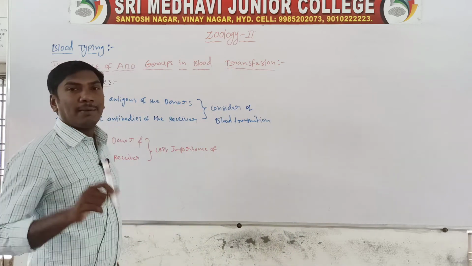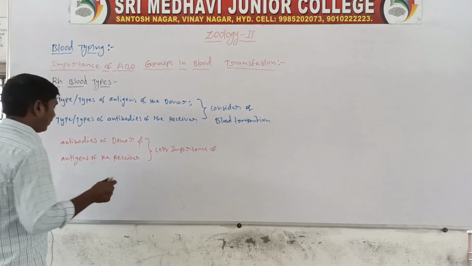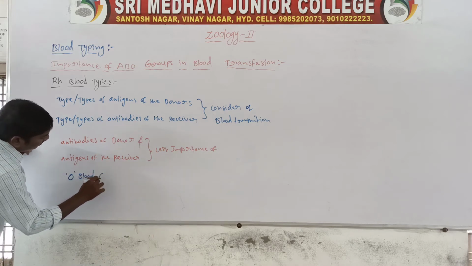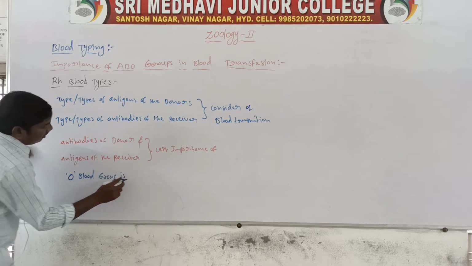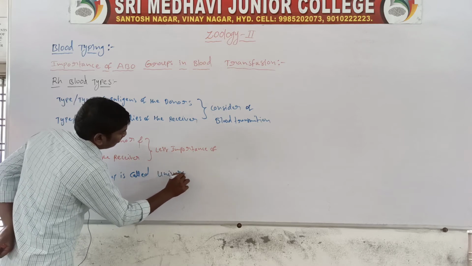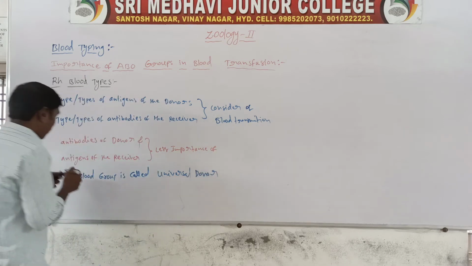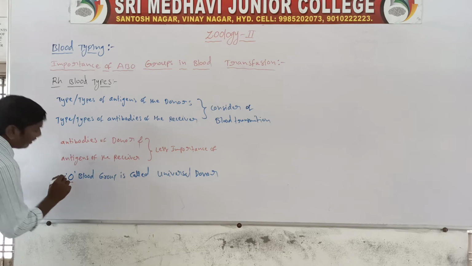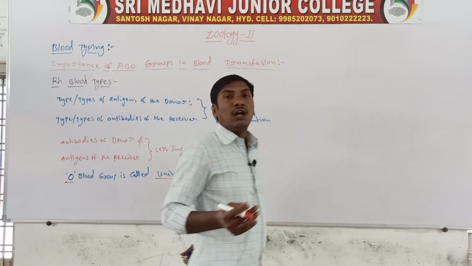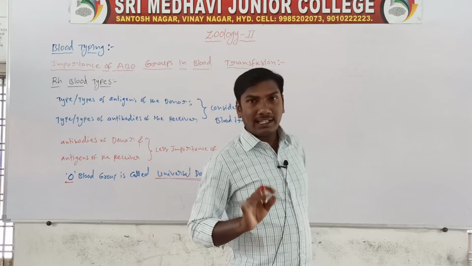Next, the O blood group is called the universal donor. O blood group is the universal donor because the antigens are absent in O blood group.